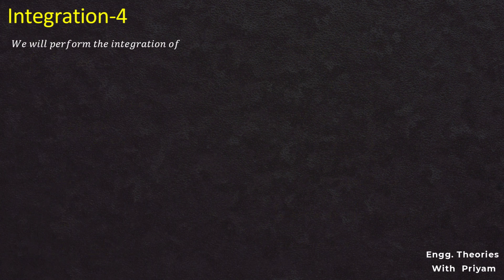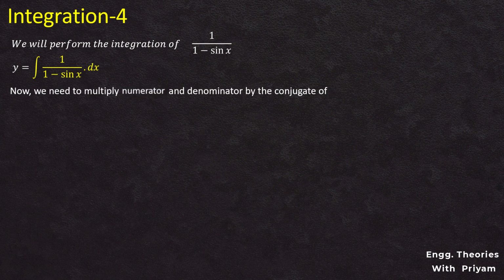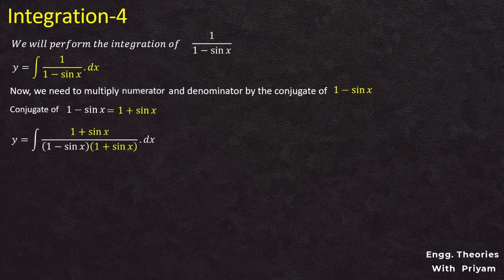Next we will perform the integration of 1 by 1 minus sin x with respect to x. In order to perform the integration of 1 by 1 minus sin x with respect to x, we can write y is equal to integration of 1 by 1 minus sin x into dx. Now we need to multiply numerator and denominator of this integration by the conjugate of 1 minus sin x, which is equal to 1 plus sin x. So the integration will become y is equal to integration of 1 plus sin x divided by 1 minus sin x into 1 plus sin x into dx.